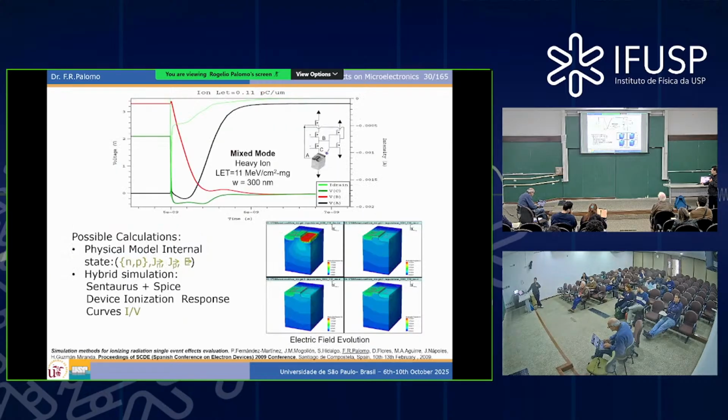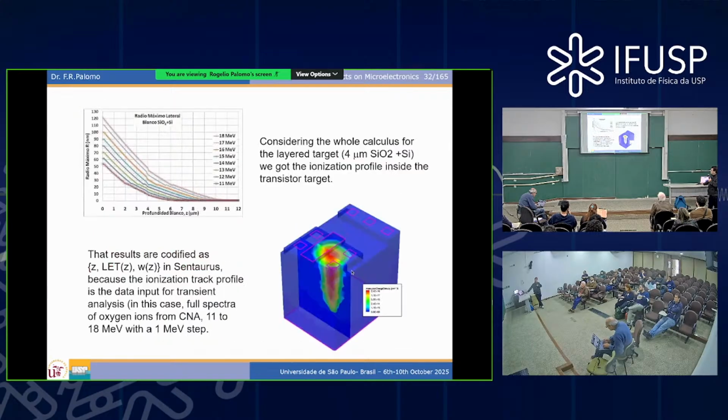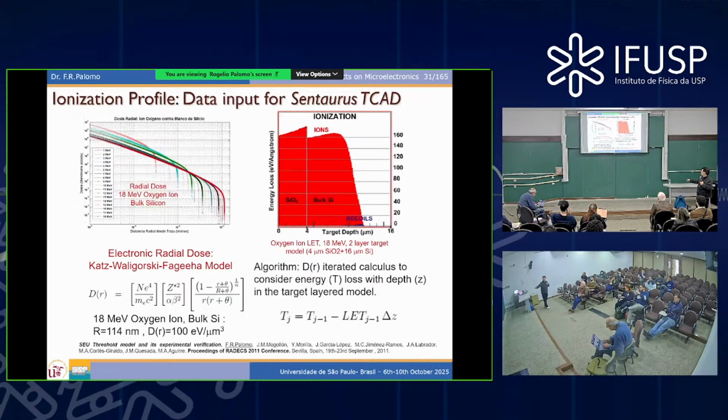Sorry for the delay again. Those are the possible calculations we did in a three-dimensional transistor, modeling the heavy ions, with the ionization profile coming partly from Geant4 and partly from SRIM. You are familiar with this plot because that was, sorry.